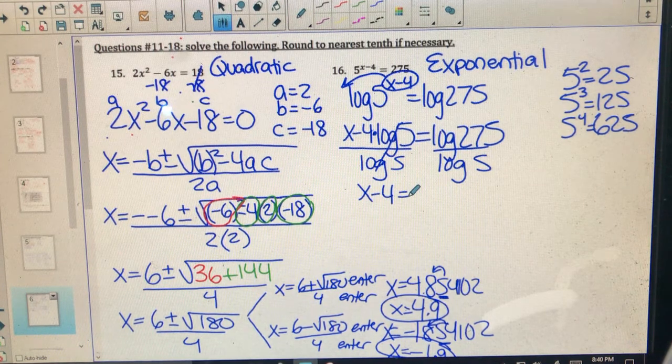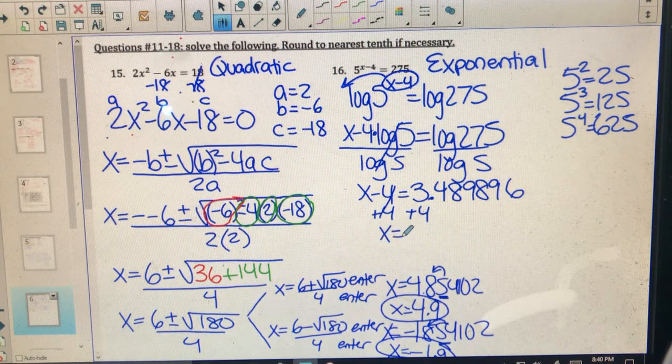I'm just getting there. The log of 275 divided by the log of 5 when I plug it in my calculator is going to be 3.489896. I'm done with the logs now, but to get x by itself, I have to get rid of that minus 4, and to do so, I'm going to add 4 to both sides. So I get 7.489896. Look at the second place after the decimal point to see if it bumps that first place after the decimal point up, and it does, so my answer is 7.5.